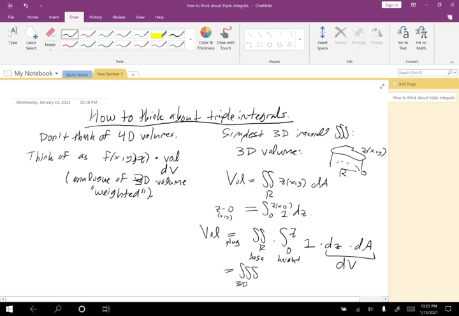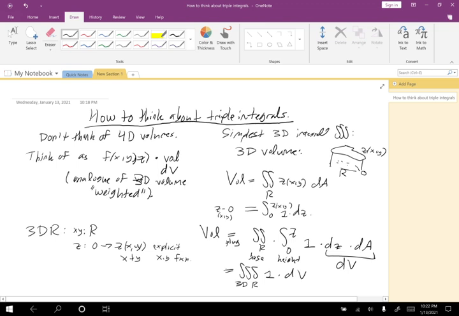I'm just going to abbreviate this as the triple integral over 3D r of 1 times dv, where 3D r is r for your xy's, and then for your z, it ranges from 0 to our height function z of xy. For example, this could be x plus y. It's an explicit function of xy. And so that's a triple integral.